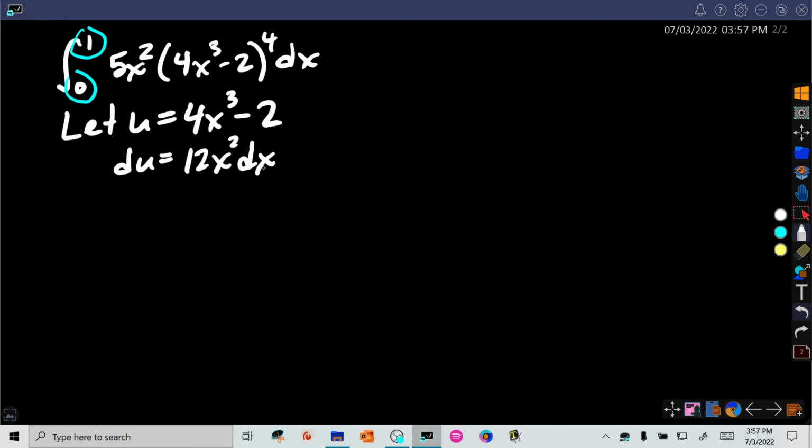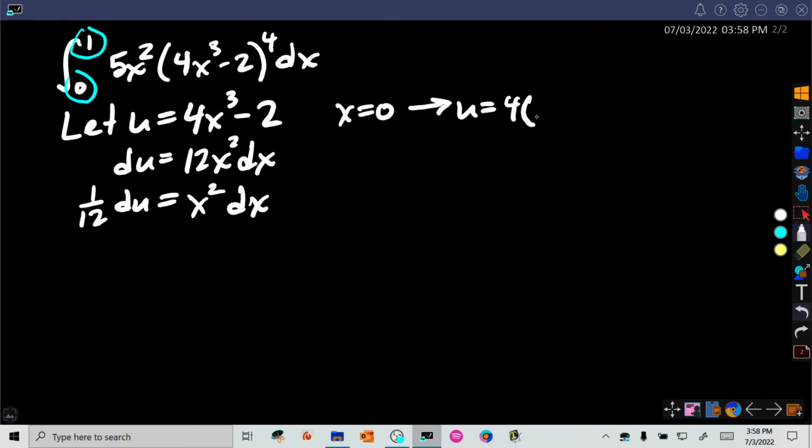And then I can just divide through by 12. 1/12 du is equal to x squared dx. Good. Now, here's the thing. This is an x, that's an x, but I want them to be u's. So all I have to do now is take that value of 0, my lower bound, and plug it into u equals 4x cubed minus 2 as an x value. So if x equals 0, that means u is equal to 4 times 0 cubed minus 2, which is equal to minus 2. So this is going to be my new lower bound.